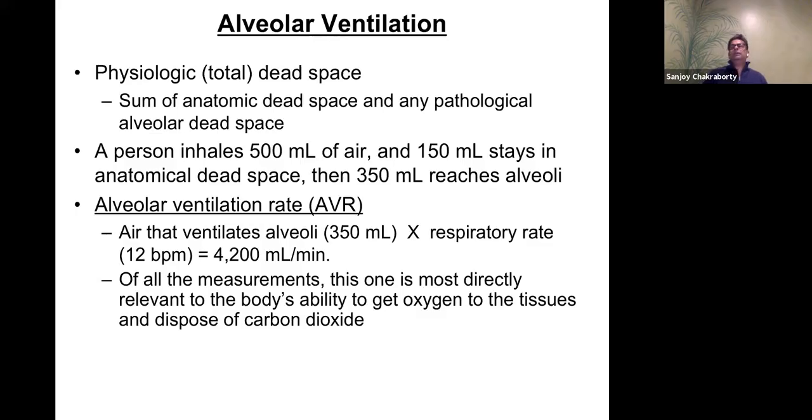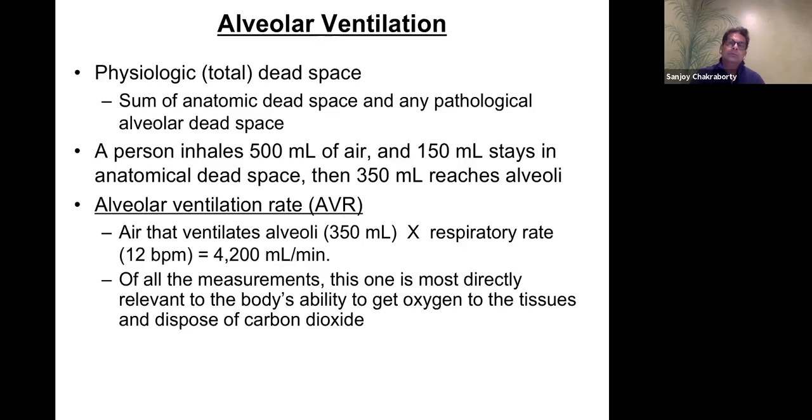So if you breathe in, let's say, 12 times per minute, like our breathing rate is 10 to 12 times. So in 1 minute, your lung is receiving mathematically 350 times 12, so approximately a little bit over 4 liters of air in a minute. That is known as alveolar ventilation rate. So alveolar ventilation rate is the amount of air that reaches alveoli per minute. Not the amount of air you breathe, the amount of air that reaches alveoli.